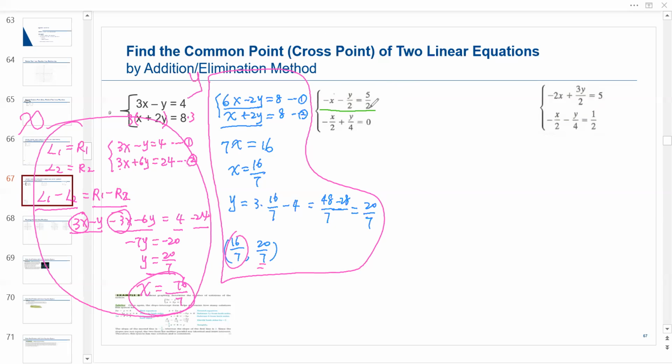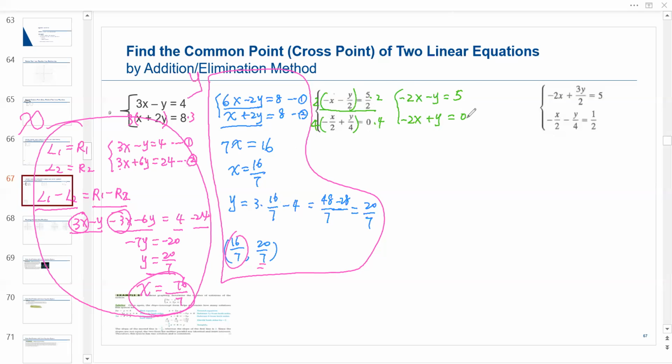Both sides times 2. So it's negative 2x minus 2y equals 5. Then both sides times 4: negative 2x plus y equals 0. Correct? Can you guys do this? So you get this one.